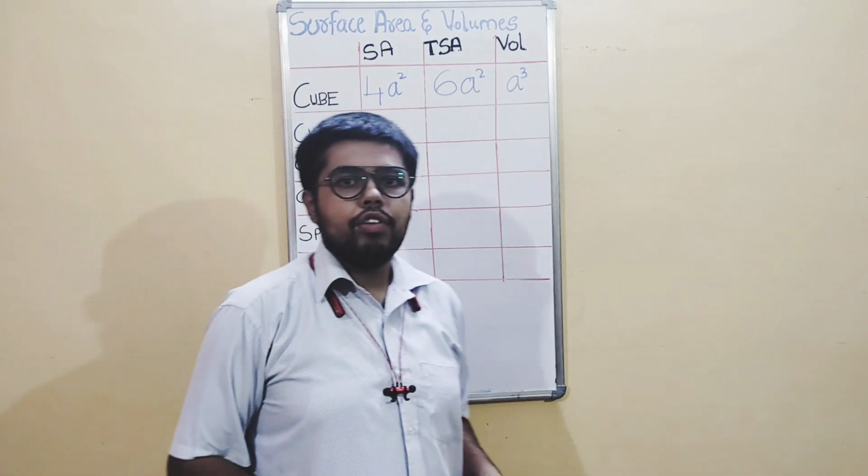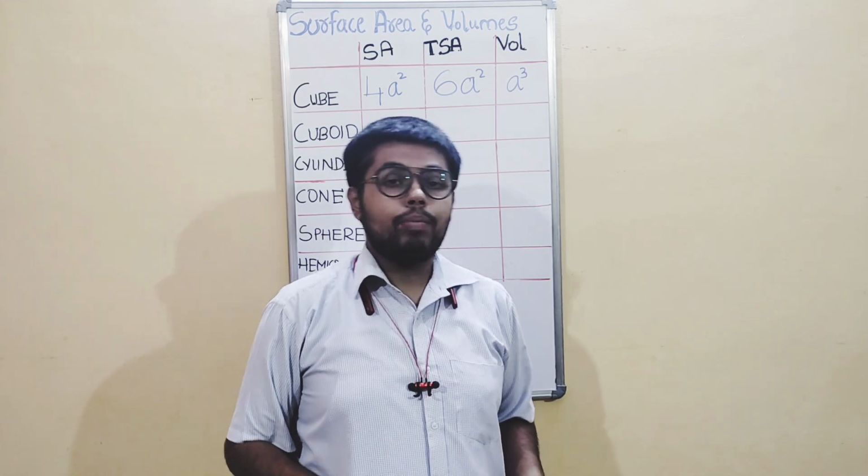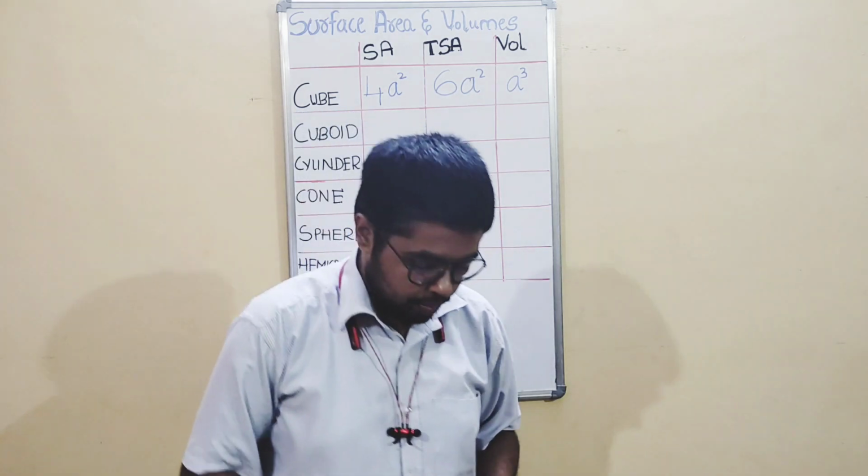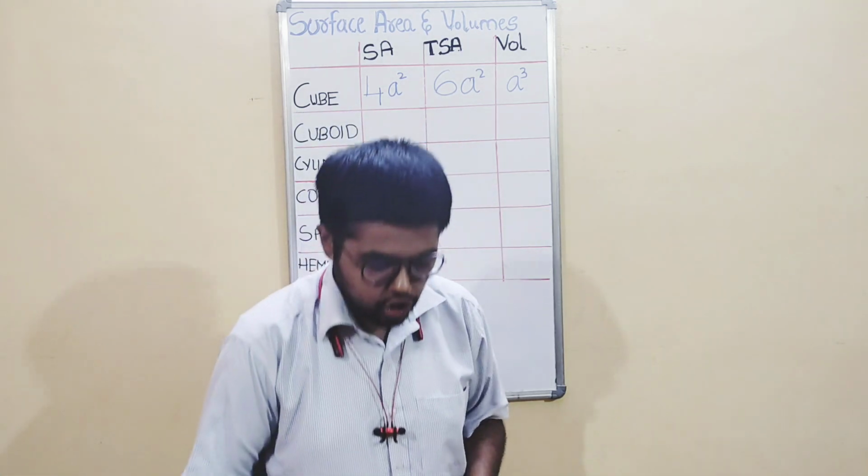Multiplying, not adding. If you add, it is 3A; you are not adding and multiplying. Okay, so it is 3A square. I hope you understand the cube formula. Next, let us go to the next one, that is the cuboid.